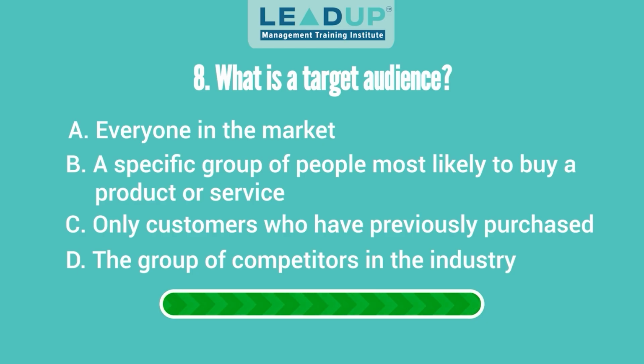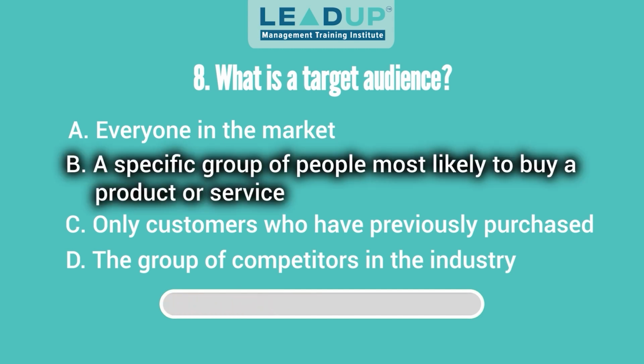Question 8. What is a target audience? A. Everyone in the market. B. A specific group of people most likely to buy a product or service. C. Only customers who have previously purchased. And D. The group of competitors in the industry. Answer: a specific group of people most likely to buy a product or service.